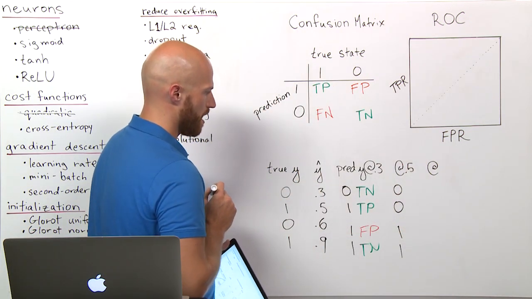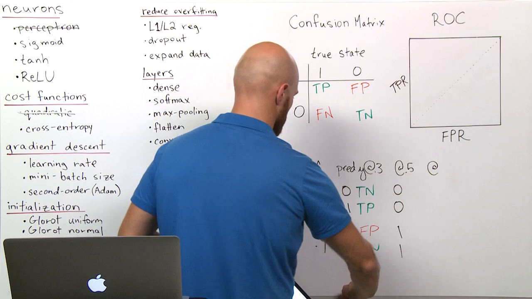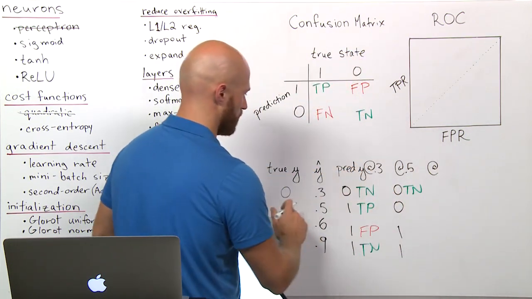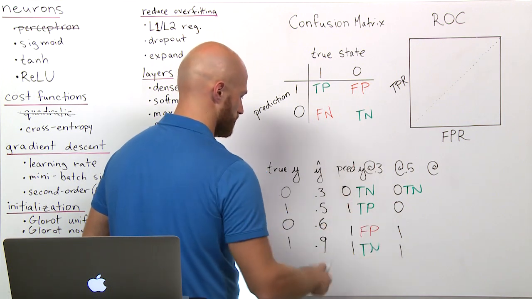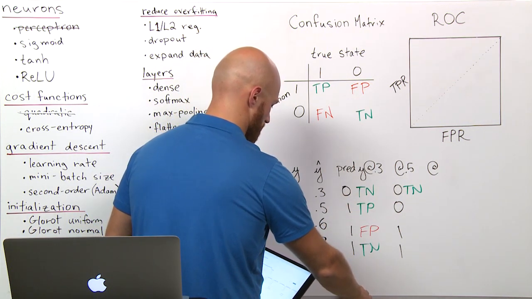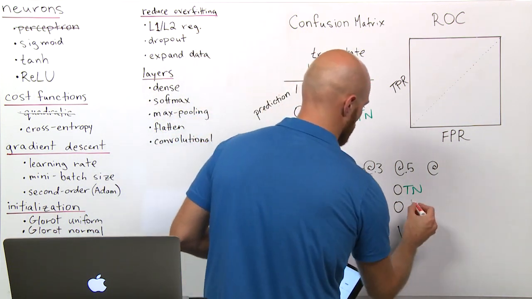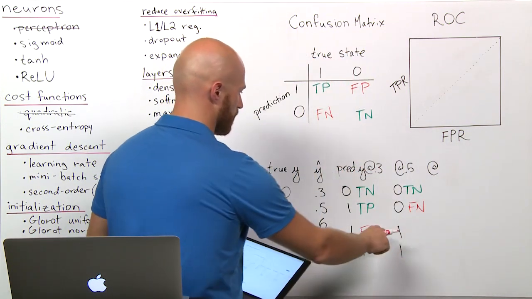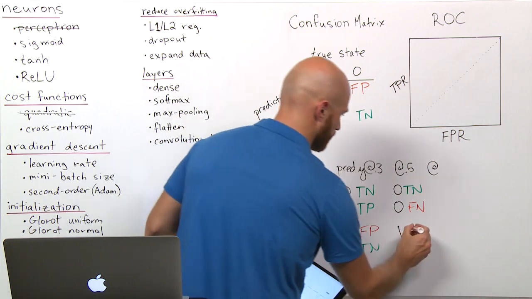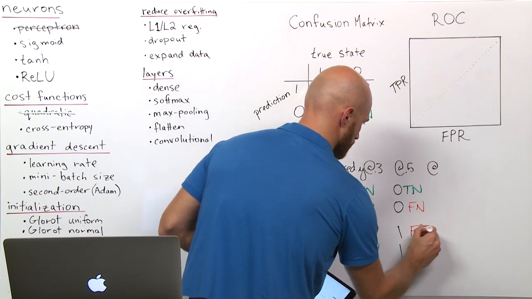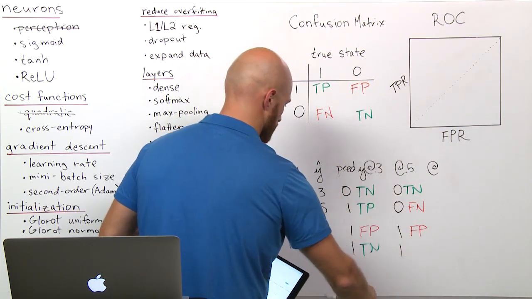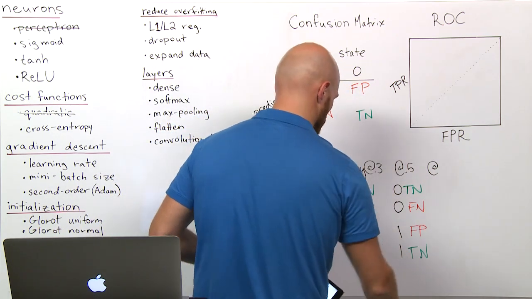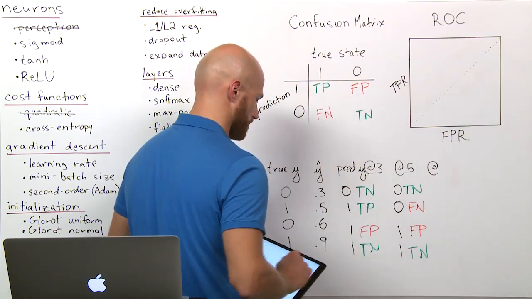So now, this is still a true negative. This one, which at the 0.3 threshold was a true positive, is now misclassified, and this is a false negative. Our next point here is still a false positive, and this is still a true negative. So we have one last column left.